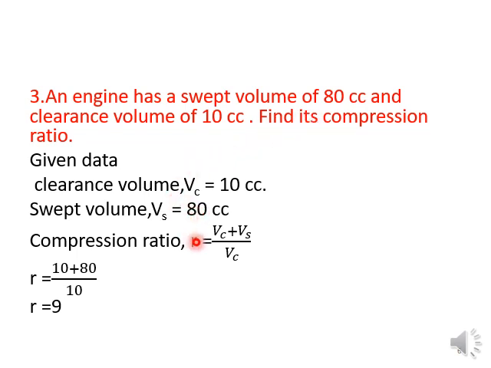If you know the formula of the compression ratio, R is equal to Vc plus Vs divided by Vc, we can calculate the compression ratio of the Otto cycle. 10 plus 80 divided by 10. 10 plus 80 is 90, divided by 10, is 9. So this is the compression ratio of an Otto cycle. So next problem.